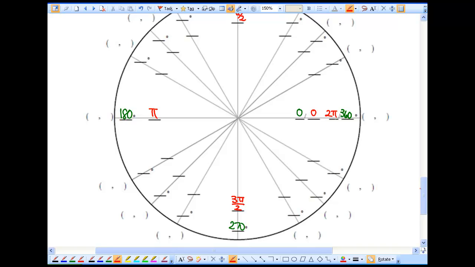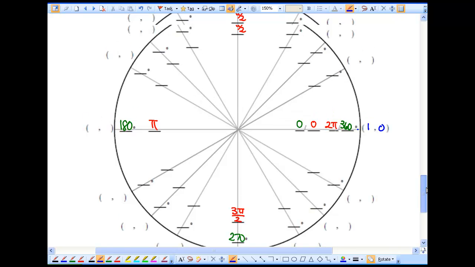Okay, let's look at the coordinates of these four angles as well. This is the unit circle. So the coordinate here would be at 0 or 2 pi. That'd be (1, 0), right? The x value is 1. The y value is 0.